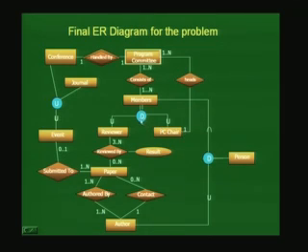And this is a disjoint relationship. That is, a PC chair may not be a reviewer, and a reviewer may not be a PC chair. And a PC chair heads a program committee. So a PC chair may head one or more program committees, right?